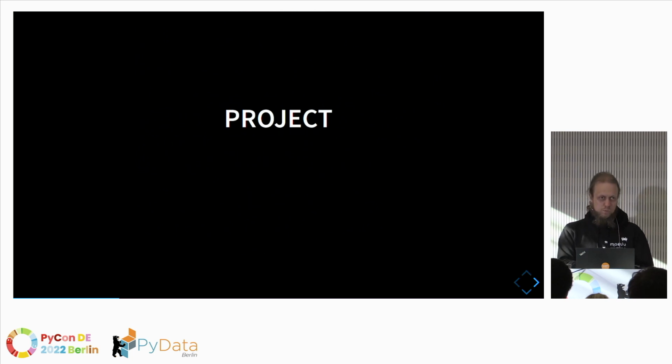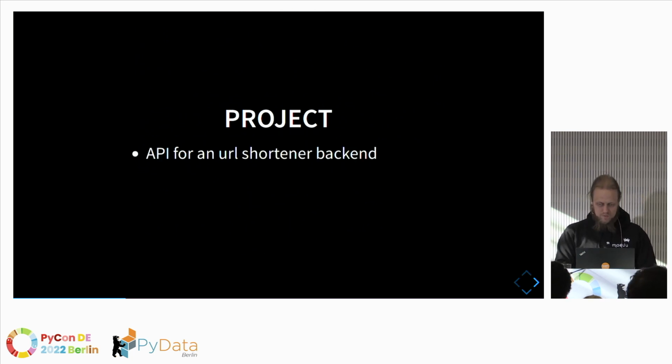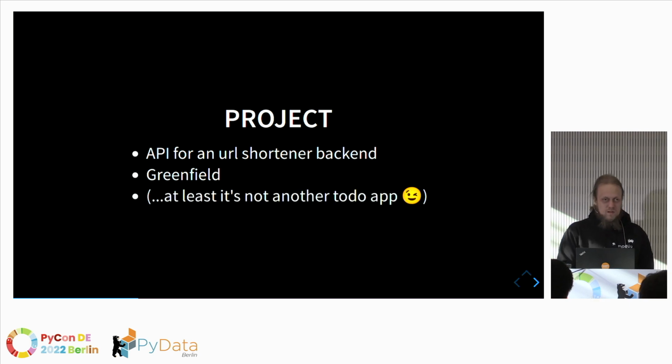Okay, which project do we do? I thought about an API for a URL shortener backend. It's very minimal, precise and small, and we can start greenfield, which is easier for getting started with TDD. And at least it's not another to-do app. I don't know about you, but I did a lot of those in various languages, and I don't want to see any more to-do apps. I hope you feel at least a little bit the same.